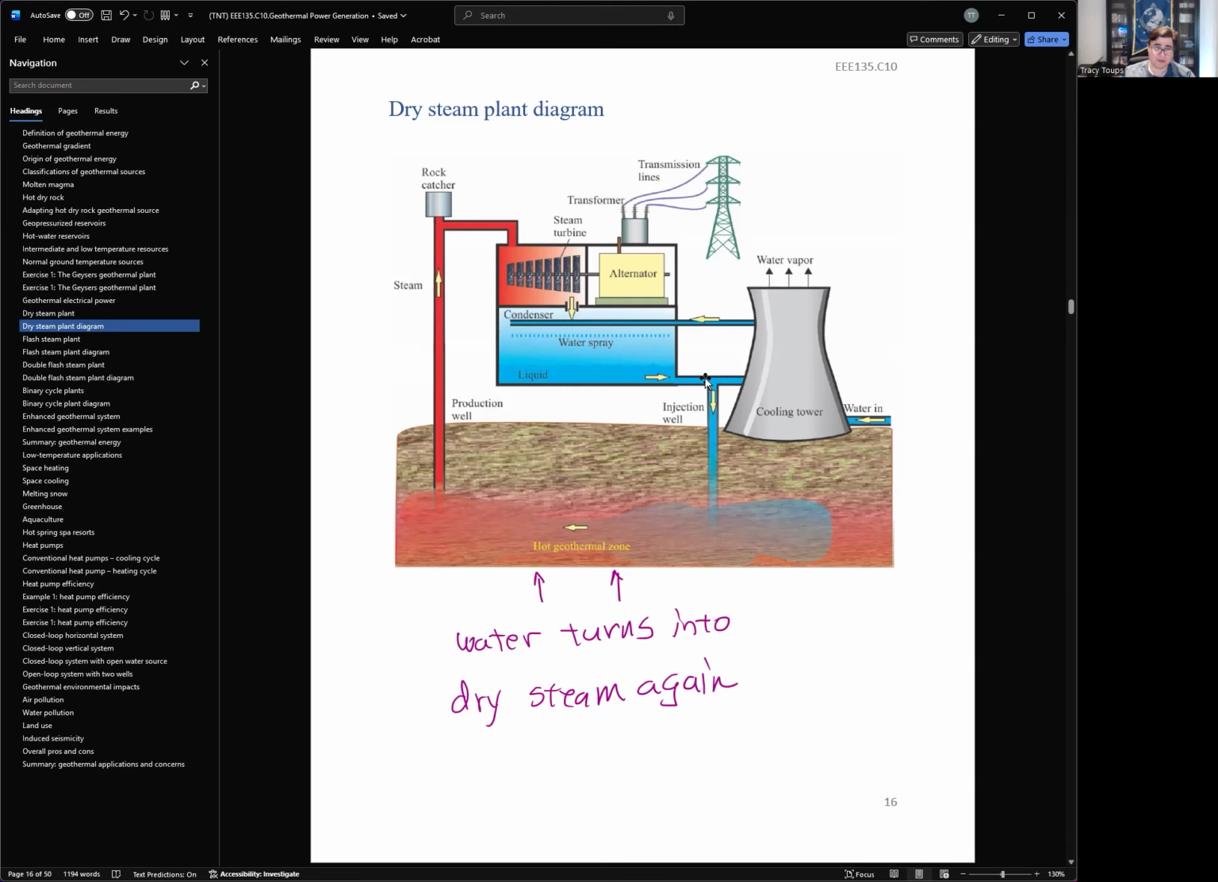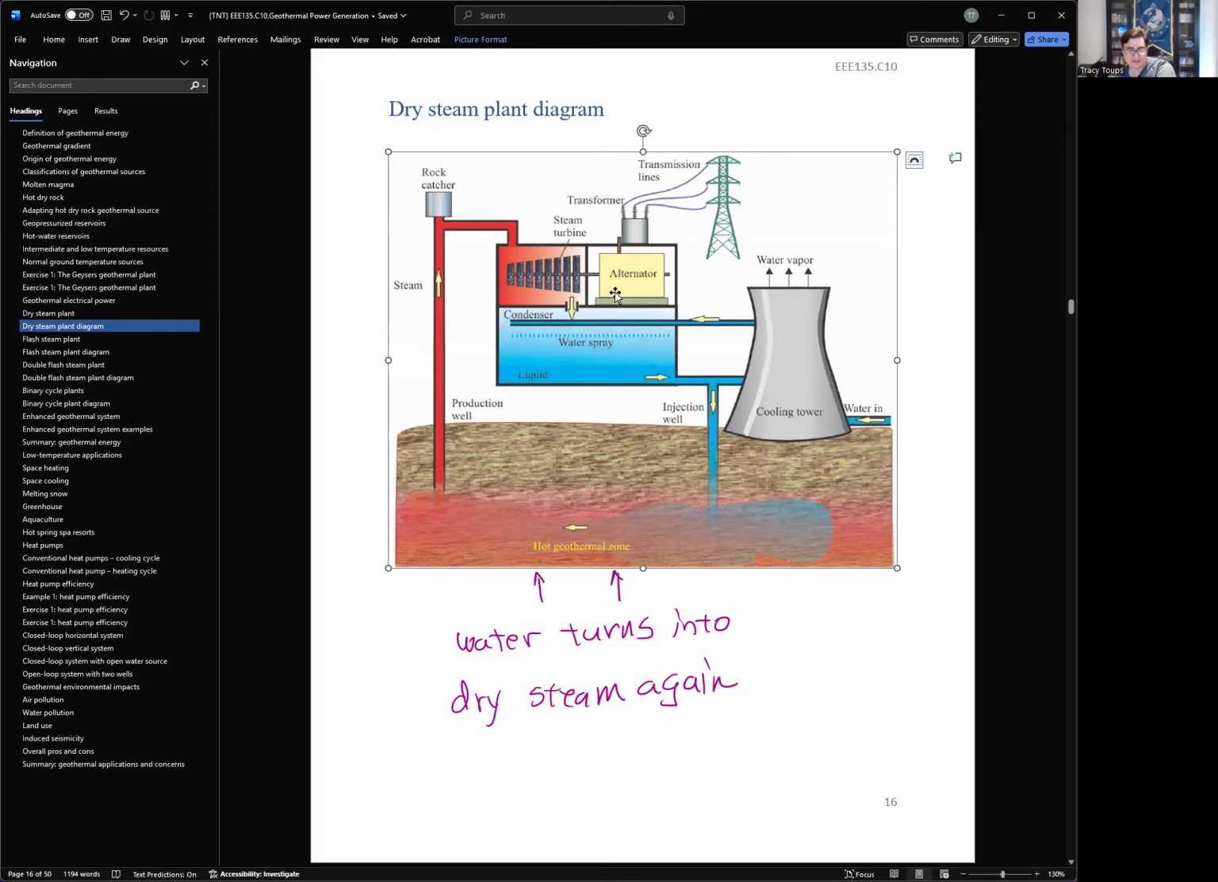That being said, a lot of times with a cooling tower, you probably have a lake or a river nearby to add extra water in, because the cooling tower needs water to take the heat out from the condenser. One thing I want to point out here: the geothermal site, remember, is where water turns into dry steam again, and this is how the cycle continues.